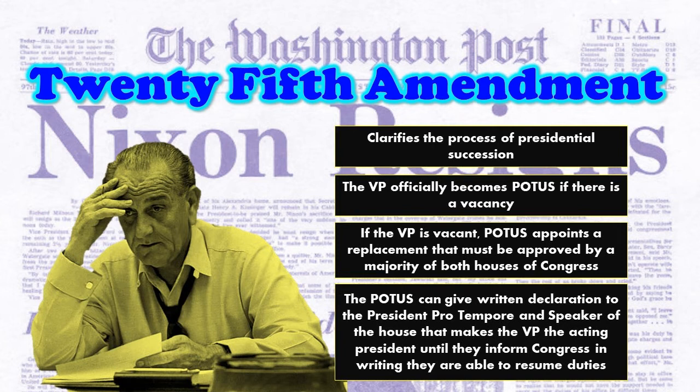The amendment also needs to deal with a more modern situation of what we do if the president hasn't died, but cannot be president. So we have to deal with temporary disability of the president. And so this also sets up a process by which the president can choose to do so. The president can give a written statement to the president pro tem of the Senate and to the Speaker of the House that makes the vice president the acting president temporarily until the president informs them that they are able to resume their duties.